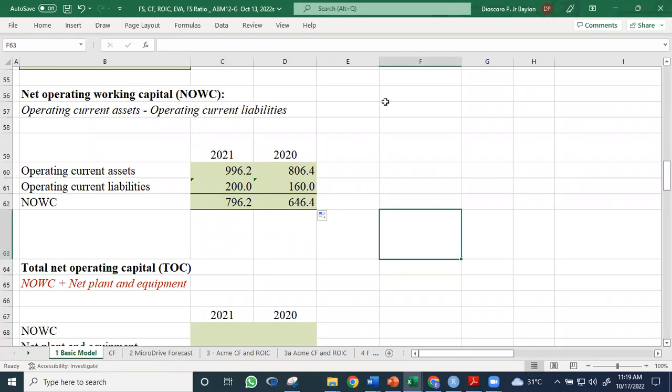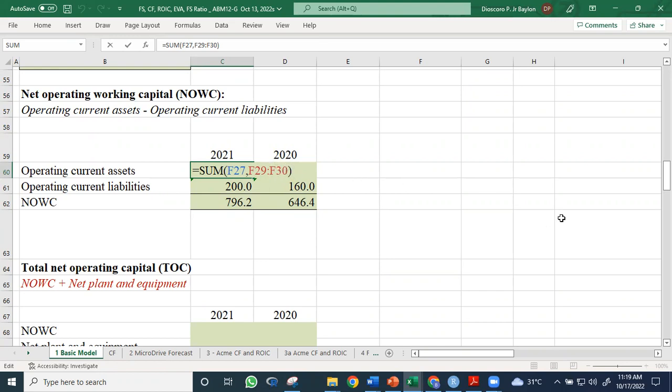Sorry to interrupt, po. What was added again to the current assets? Current assets, okay. You have your cash and cash equivalents, your accounts receivable, and your inventories. What we did not add is your short-term investment. Thank you for that question.